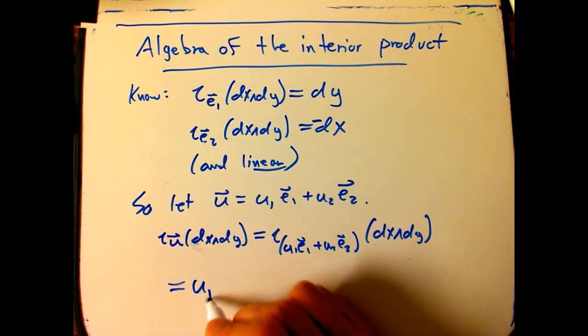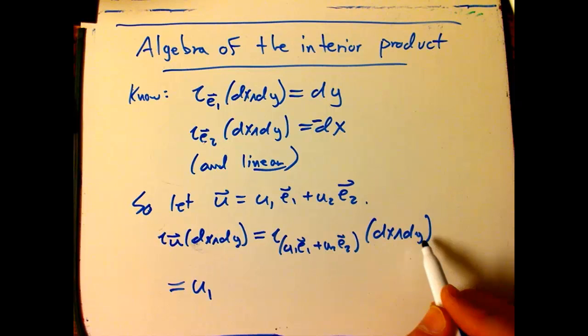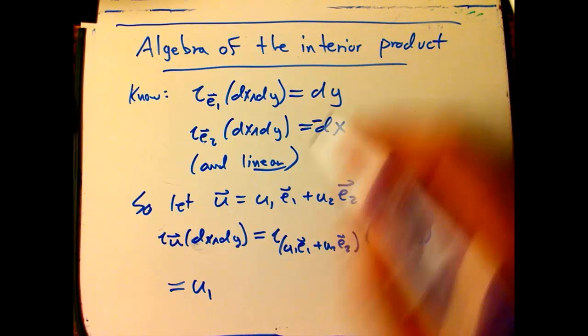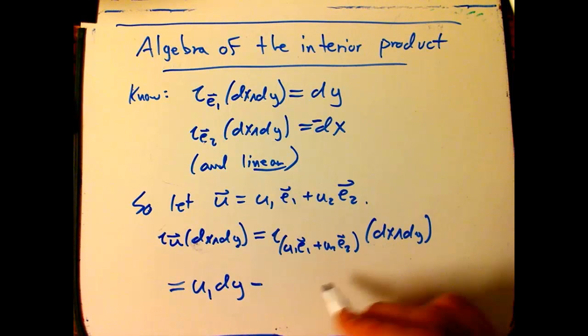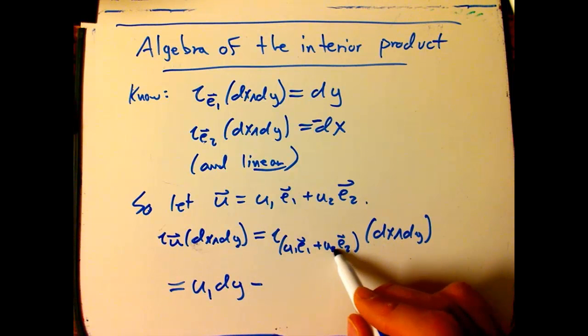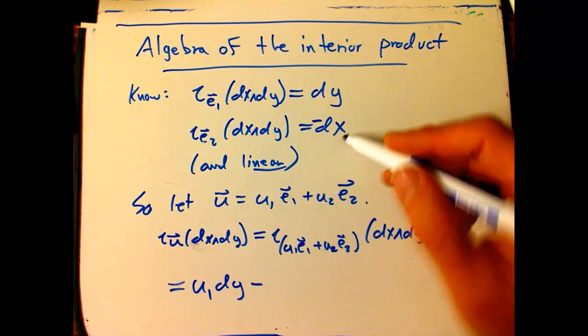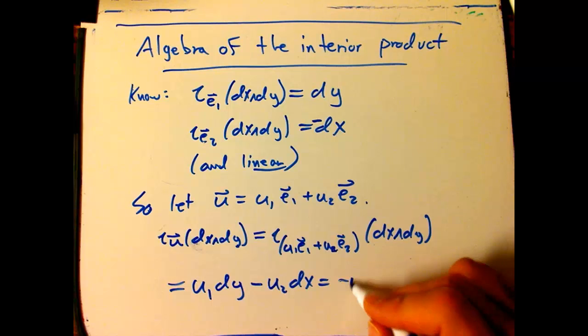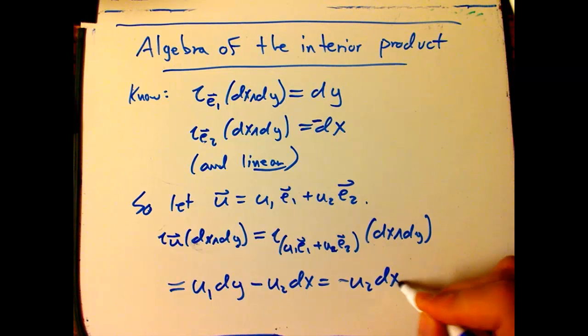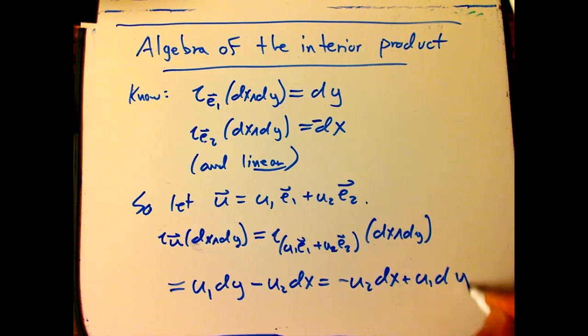Okay, so by the linearity, it's going to be u1 times I_e1 of this stuff. So it's just going to be u1 times dy. And then plus u2 times I_e2 of dy, but that gives you a minus dx. So if we reorder it, it's minus u2 dx plus u1 dy.